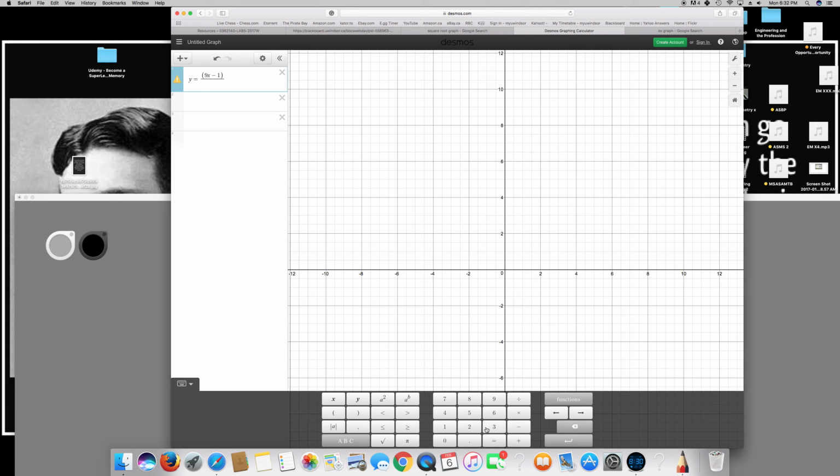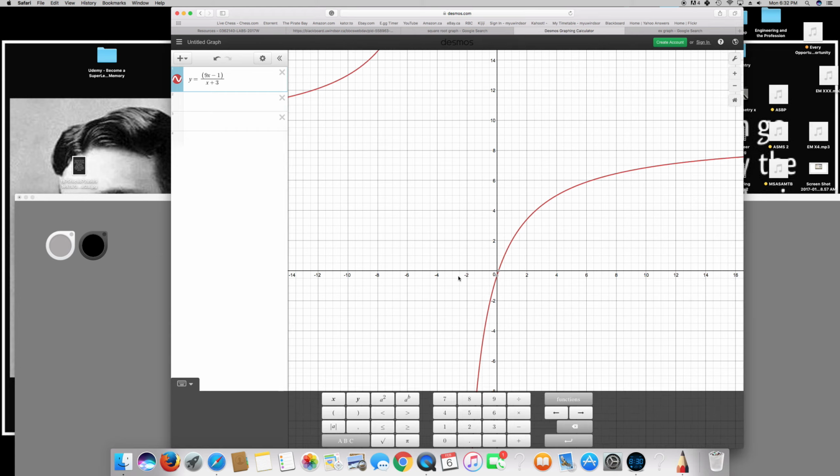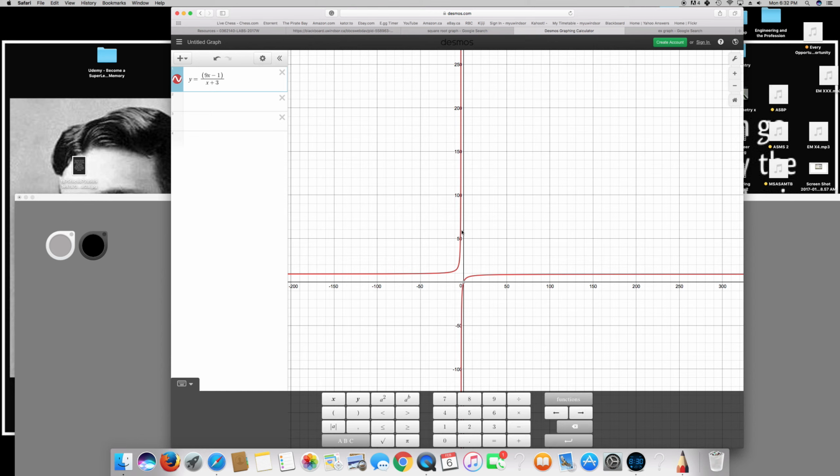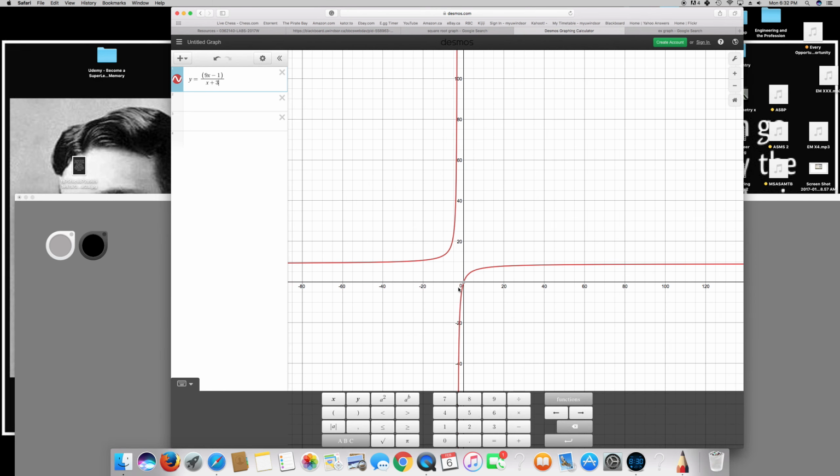9x minus 1 over x plus 3. So if you see the graph, it's starting from negative 3, right? So if you see the domain, it's going to be like this. You will get a vertical asymptote and a horizontal asymptote, and the domain is going to be from negative infinity to minus 3, and from minus 3 to positive infinity. That's going to be our domain.